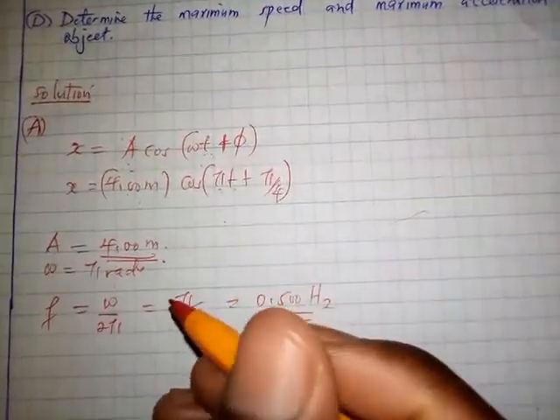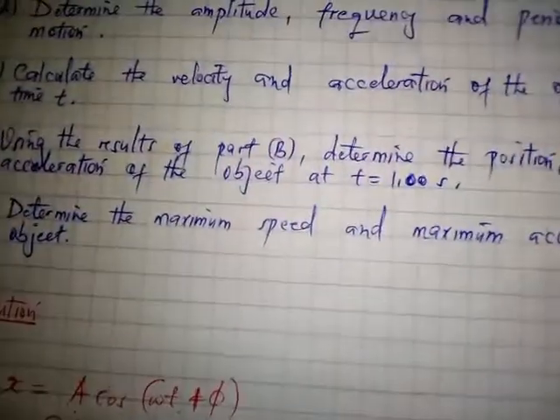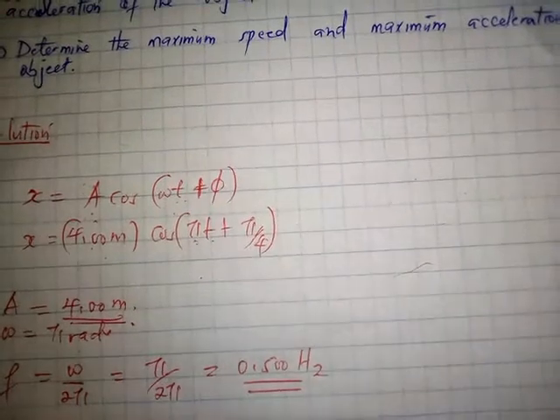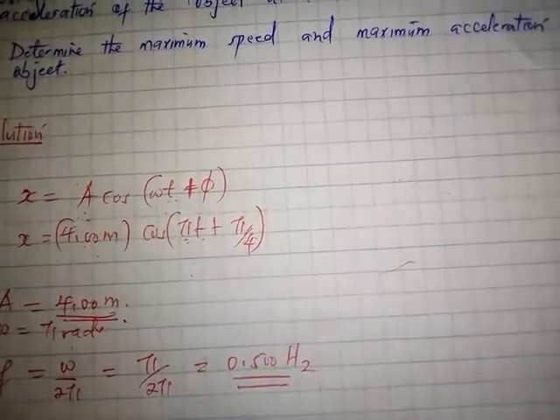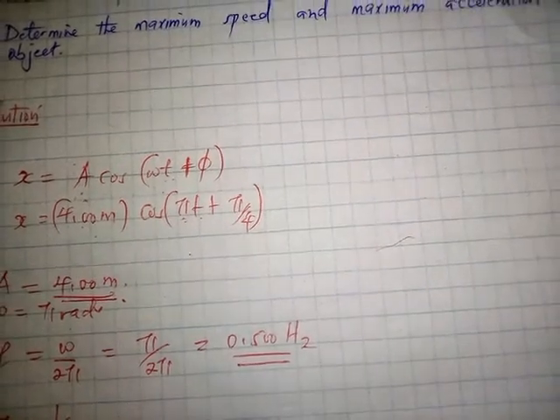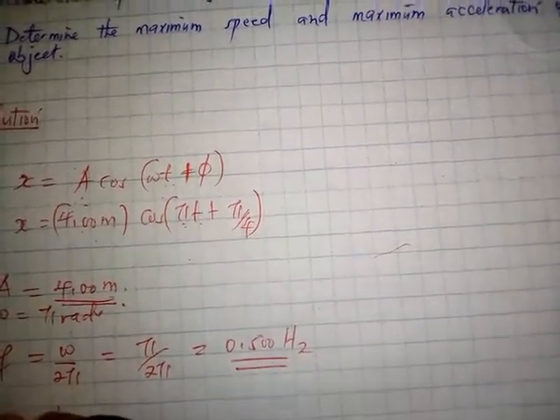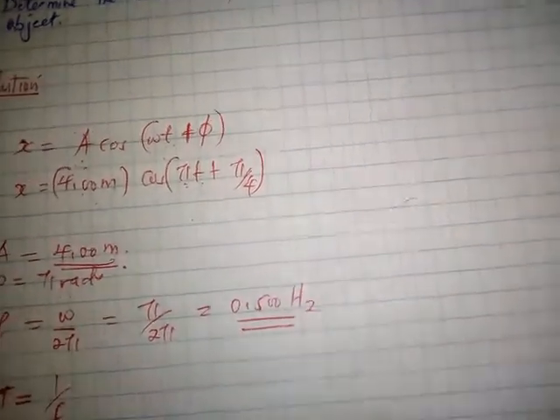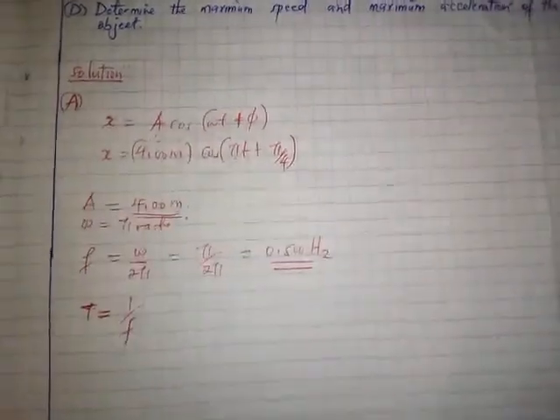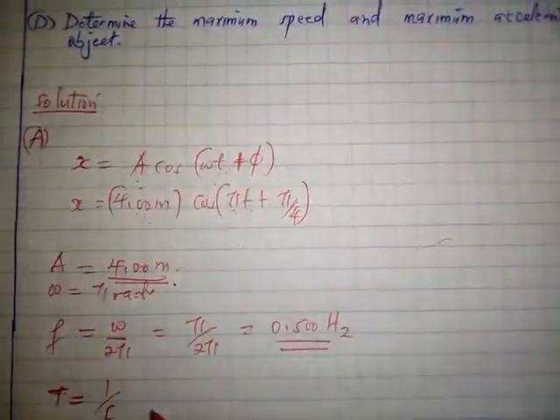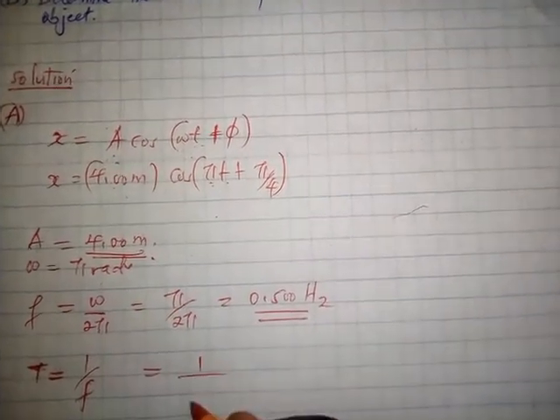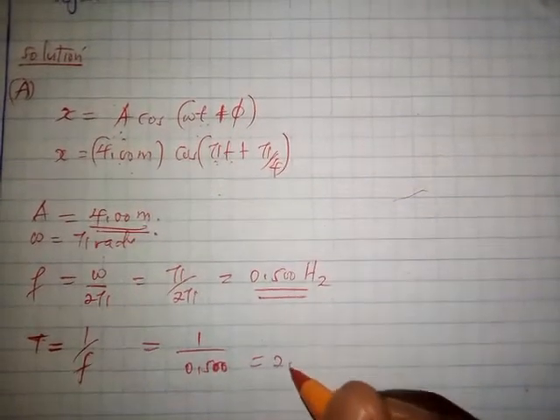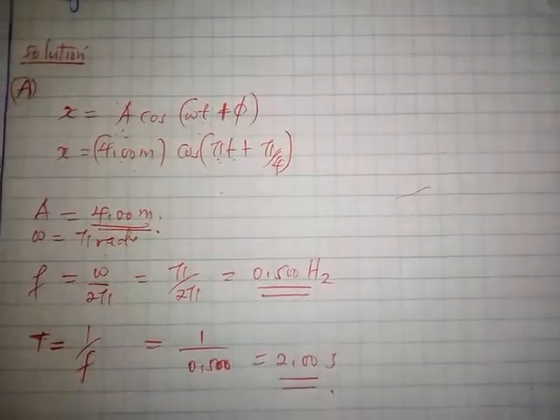The next thing is the period. Remember, period is equal to 1 over frequency, or frequency is equal to 1 over period. Period and frequency are inversely proportional. So the period will be 1 over 0.500, which gives us 2.00 seconds.